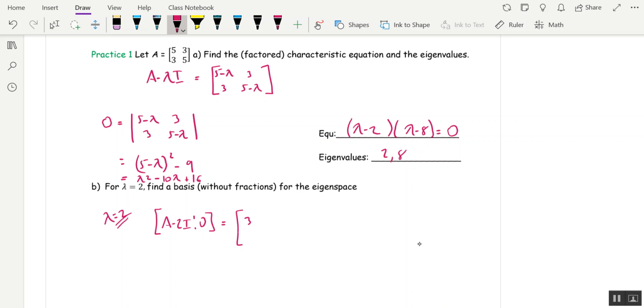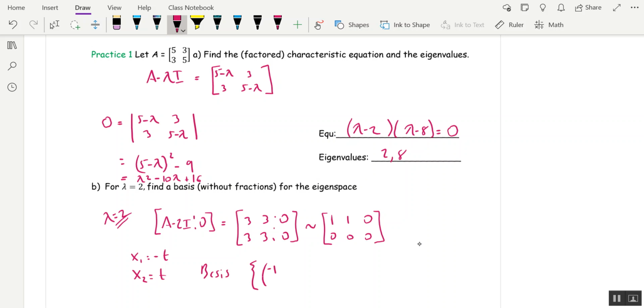And I see I get 3, 3, 3, 3. Augment with 0. And then I go ahead and reduce, which is a one-liner: 1, 1, 0, 0, 0, 0. So x2 is free. x1 is negative x2, so negative t. So I have no fractions anyway, so I'm just going to take as my basis vector negative 1, 1. And that's the minimum I want to see.